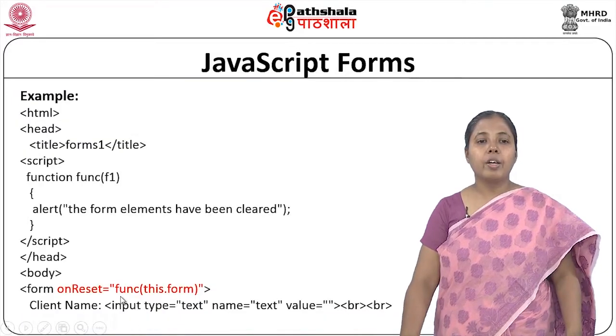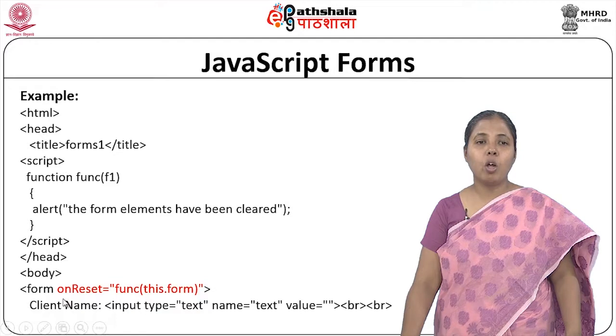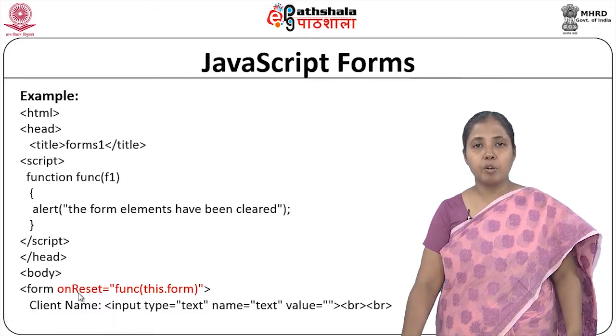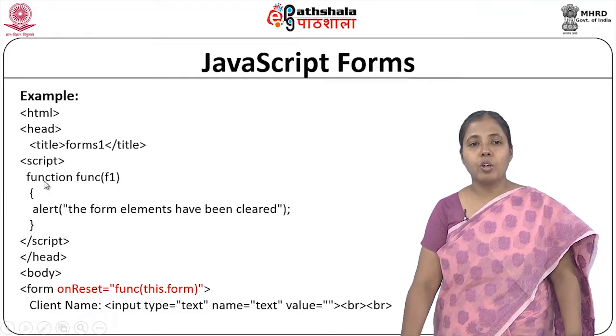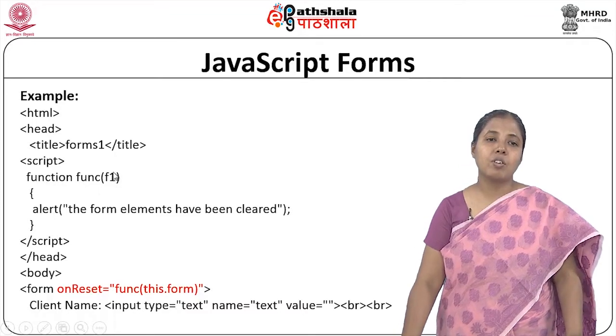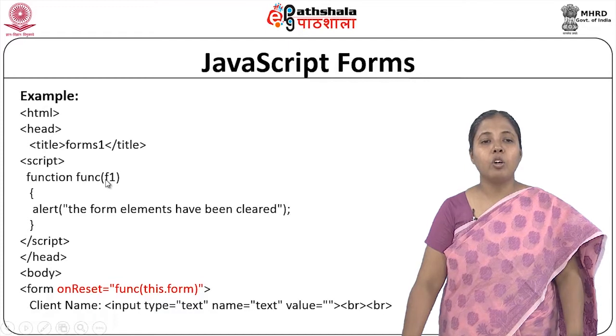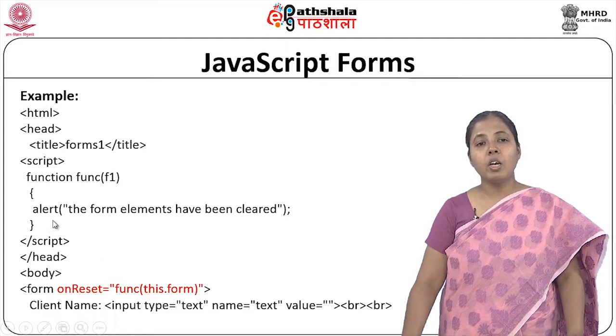And now here is an example where you make use of the event onReset. This event would be triggered when you click the reset button. When you click the reset button, whatever value you have entered in the form will go off, will get reset, will get cleared. So on reset, you call a function called function and you pass the form object. Here there is a function called function which receives this form object through the parameter called F1. You give an alert message saying that the form elements have been cleared.